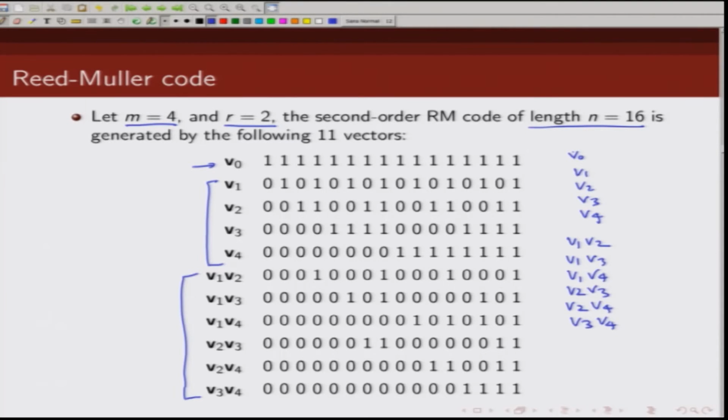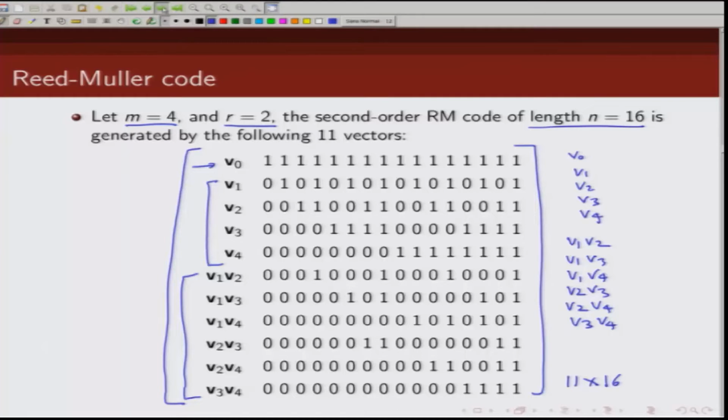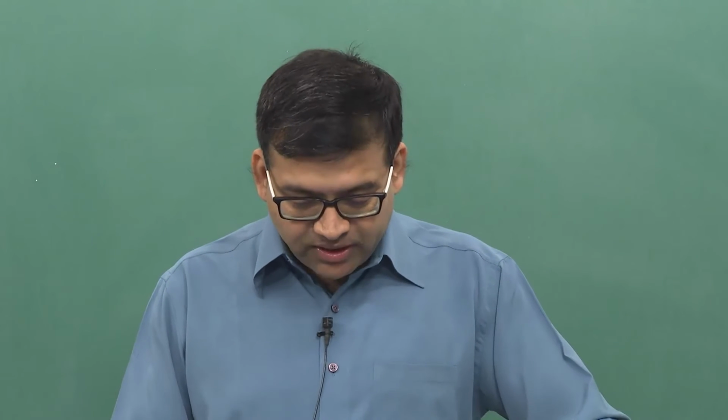So, what you are going to do is arrange these as rows of your generator matrix. So, this is your 11 cross 16 generator matrix, okay, and we will use this to generate our set of code words. Now, there is another alternative construction of the Reed-Muller code.